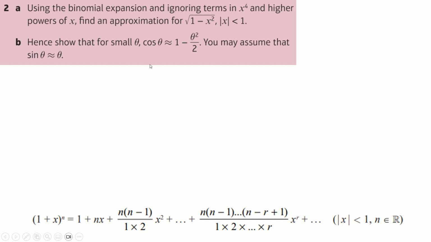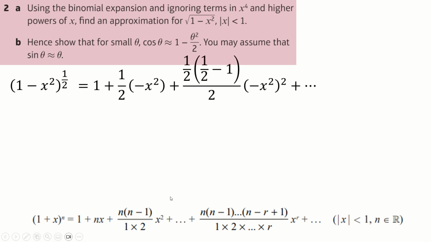Next, it wants us to do something clever to show that cos theta can be written like this in the small angle approximation. So this is 1 minus x to the power of half. Follow this formula here, so it's 1 plus a half x, but x is going to be minus a half x squared every time we see it. The next one is a half times a half minus 1 over 2 times minus x squared all squared, which I've written there, and that's all we need here.